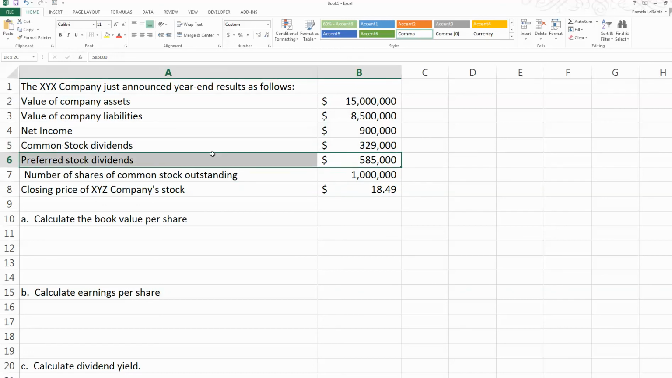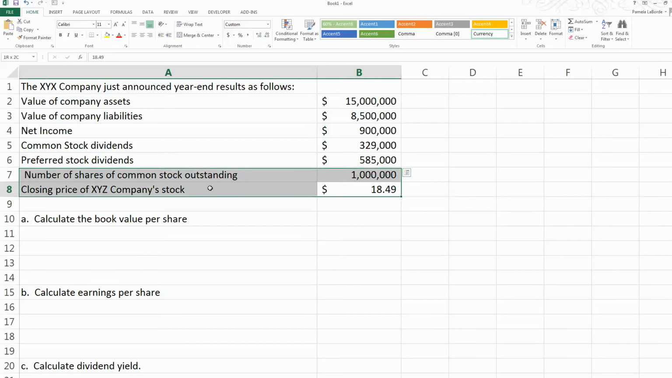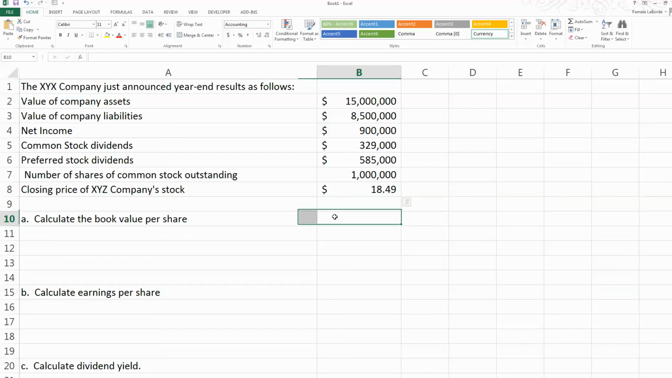And it also paid dividends to preferred stockholders of $585,000. And the company's stock price on the market ended the year at $18.49. So they want us to calculate 4 different values. The first is the book value per share.